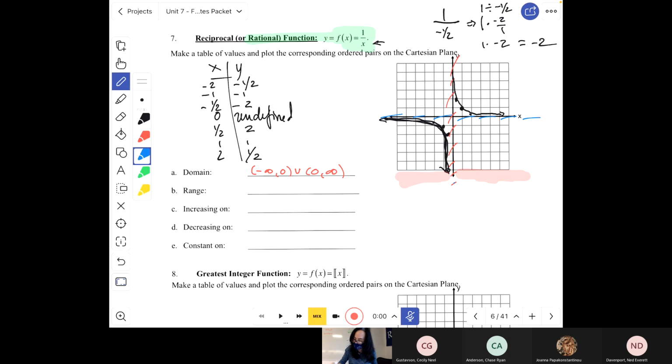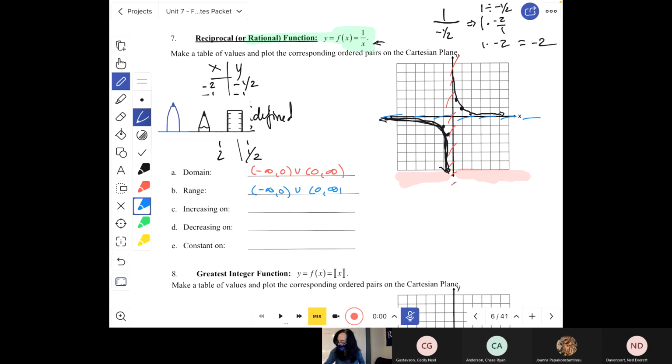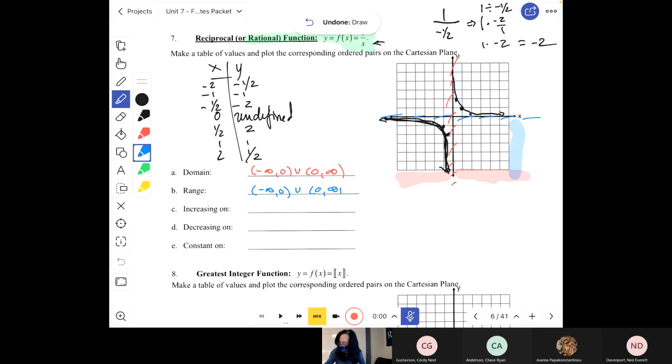Okay, let's talk about the range of this parent rational function. What is it? Is it the same thing? It is the same thing. Absolutely. You are correct. It's the same exact thing, right? So if I'm looking here and I'm looking at my y values, defined, defined, defined, defined, not at 0. Defined, defined, defined.